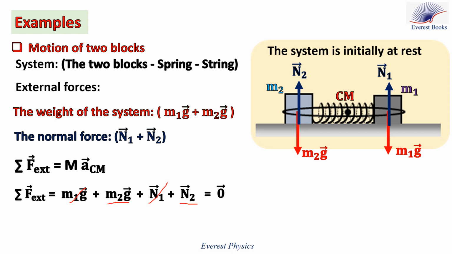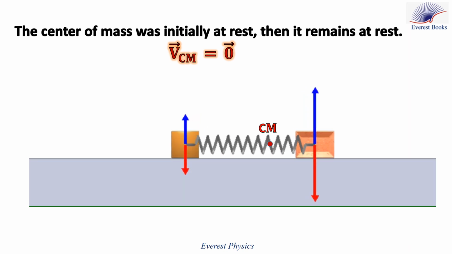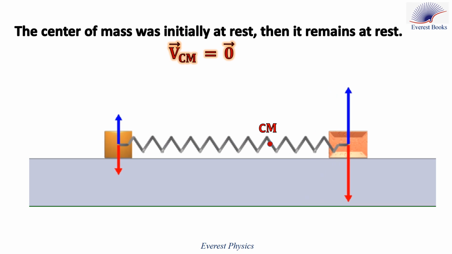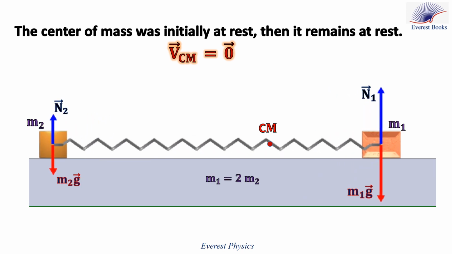But m cannot be 0. Therefore, the acceleration of the center of mass equals 0. The center of mass was initially at rest, then it remains at rest. The velocity of the center of mass is 0. As you see, when the string gets cut, even though the two blocks are ejected in two opposite directions, the center of mass remains at rest.